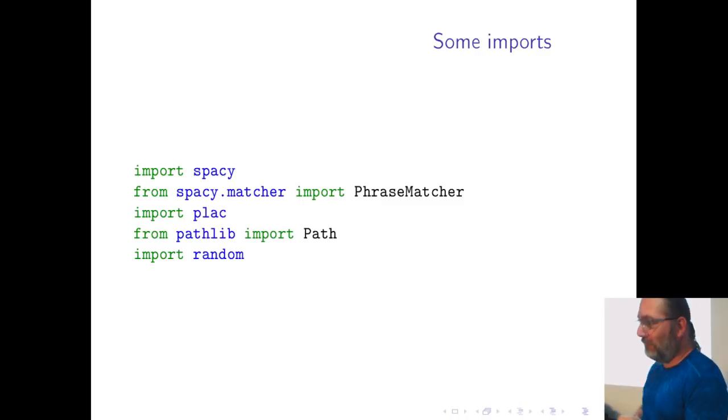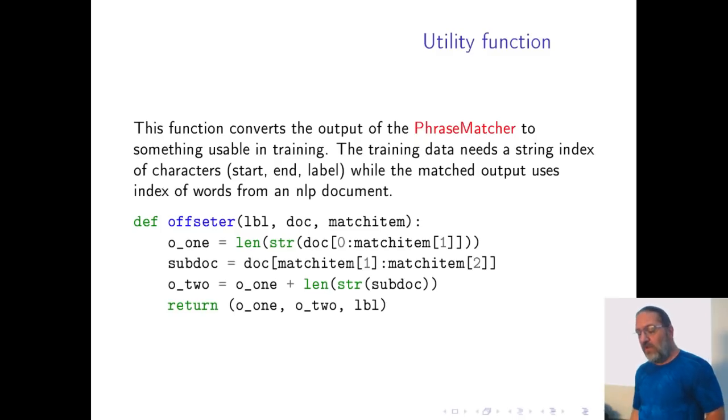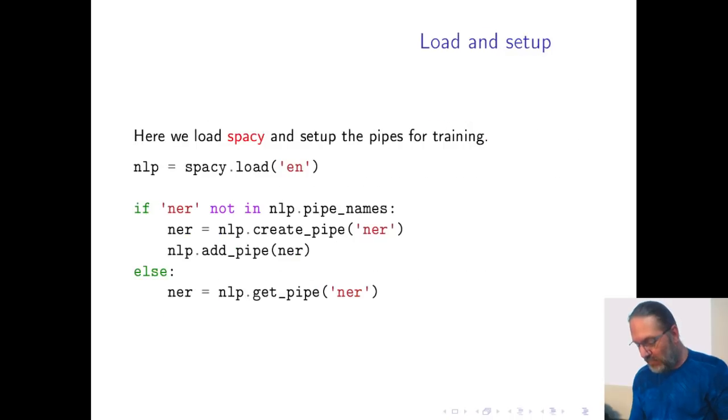I will show an example. So we've got some imports. This gives us the phrase matcher. We're also going to have a utility function. This utility function basically converts word position in a document parsed by Spacy into string position in that string. That's all this does. And it provides the label. Okay, so the next step is we're going to load our model, and then we're going to make sure that the NLP pipe is in there.